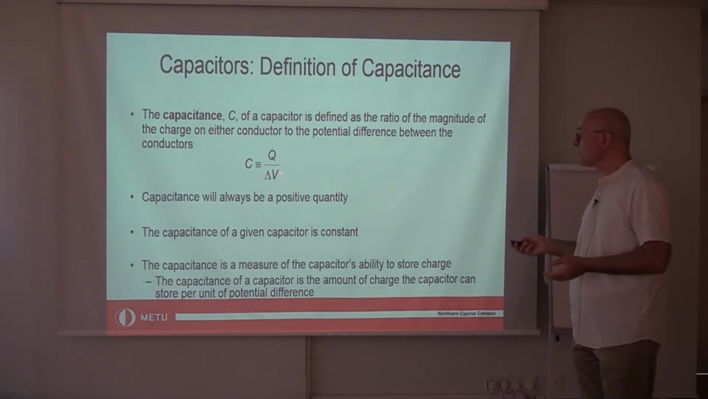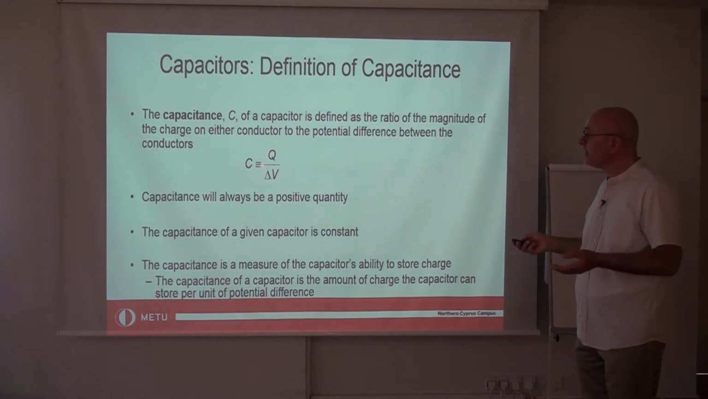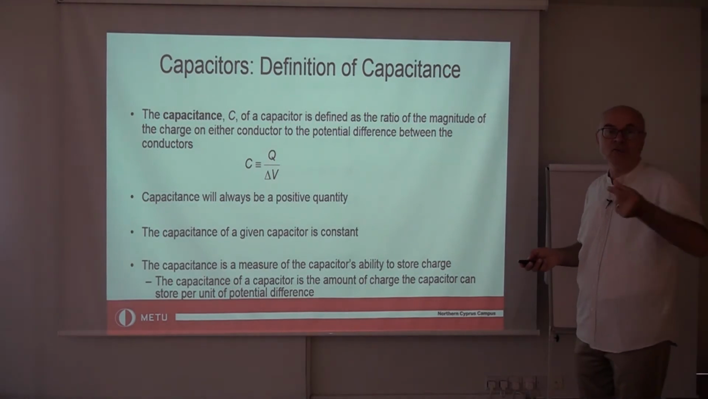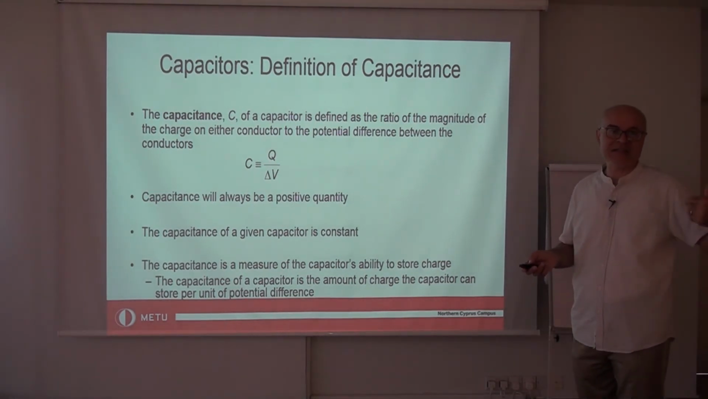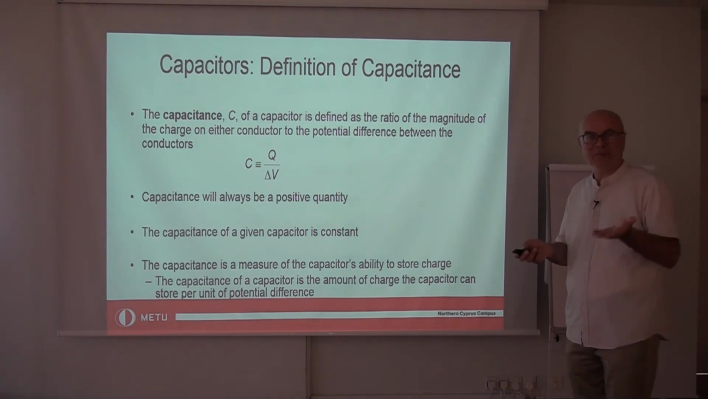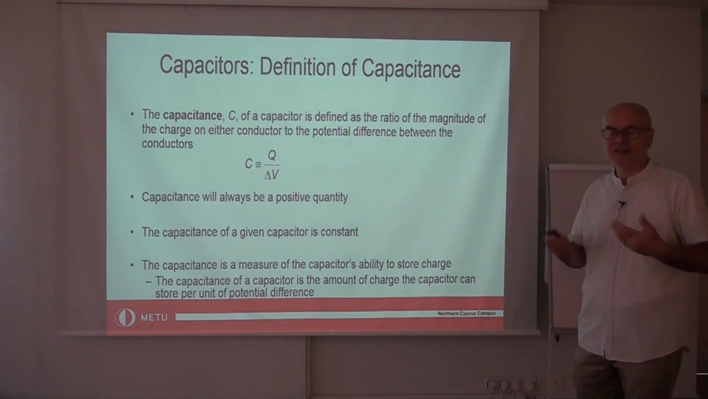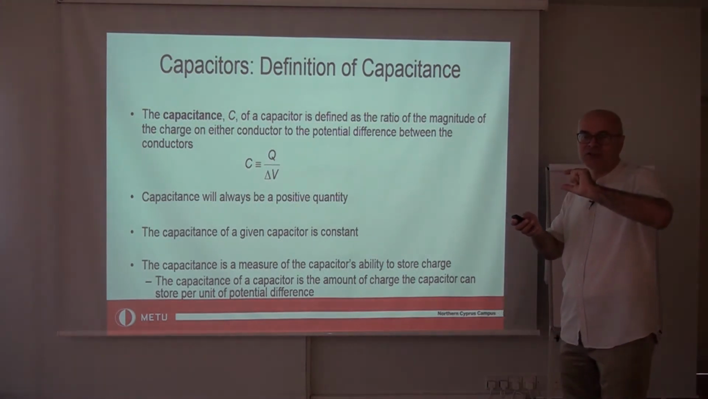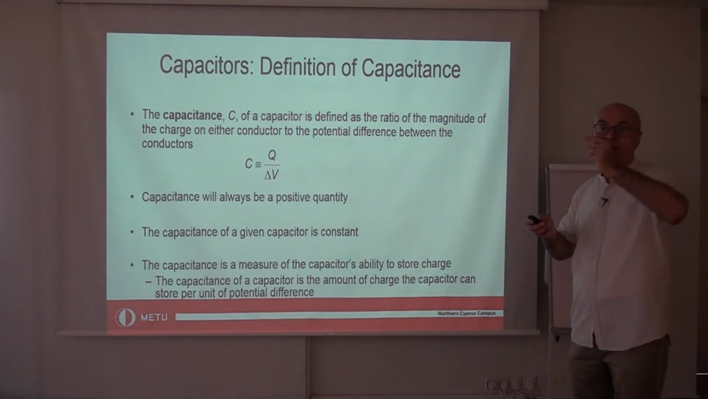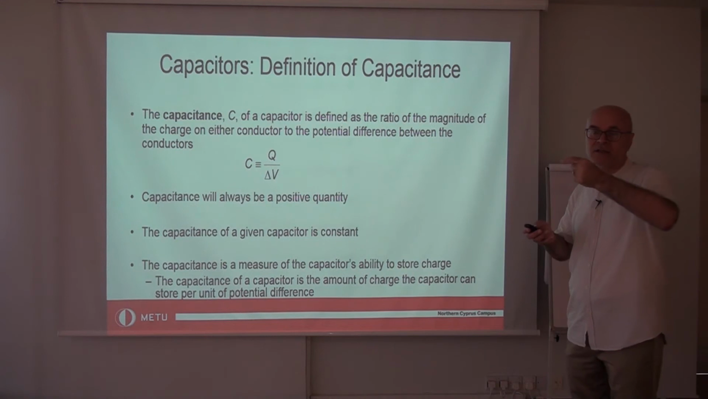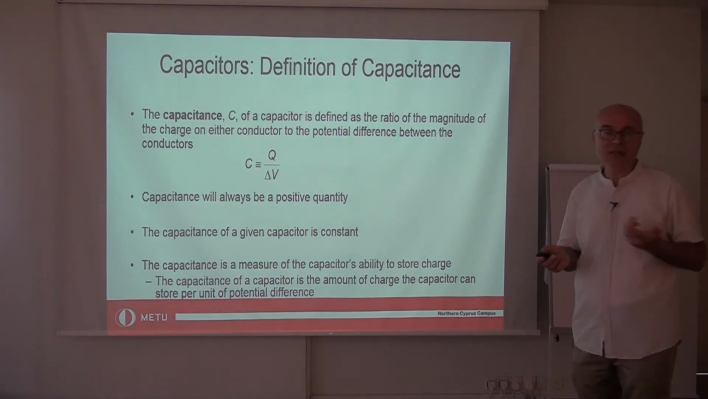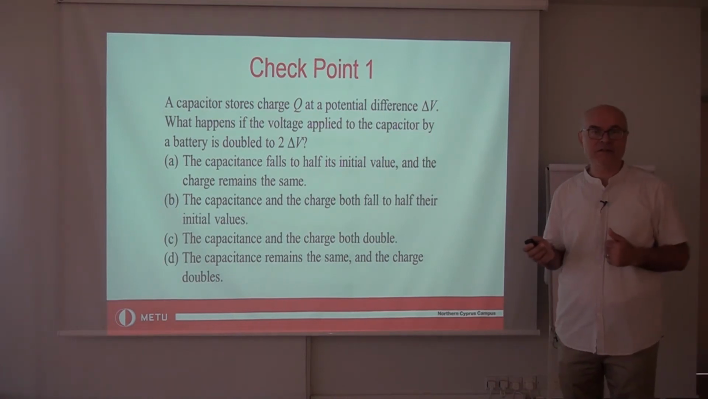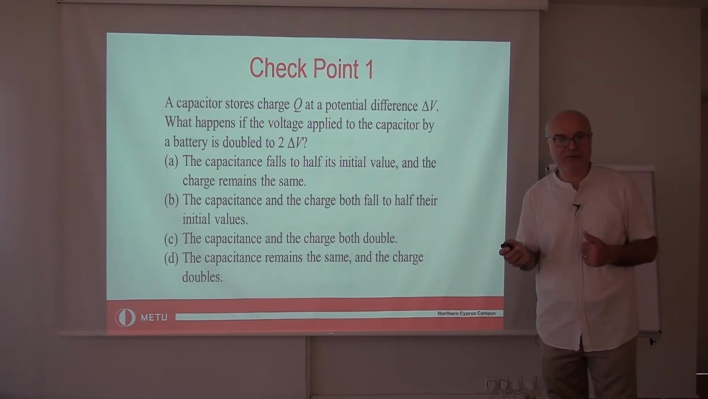So if a capacitor has higher capacitance than others, then it needs more charge in order to raise the potential by 1 volt than another capacitor which has less capacitance. Therefore, the word capacitance makes sense here. The one which has larger capacitance can store more charge until the potential across its plates rises by 1 volt. Okay, so that's it. Before we proceed, consider this checkpoint and make sure that you do it.